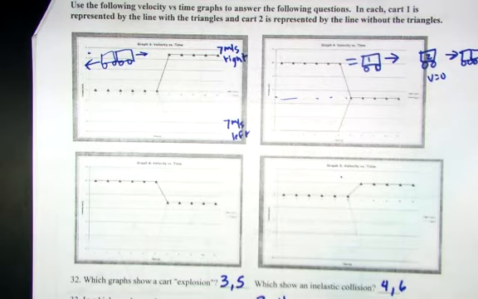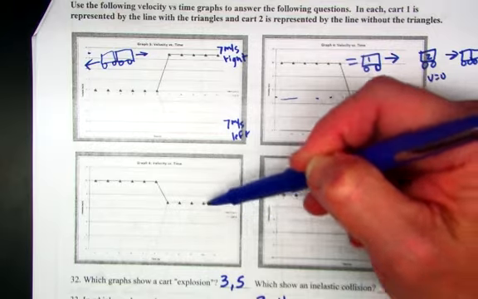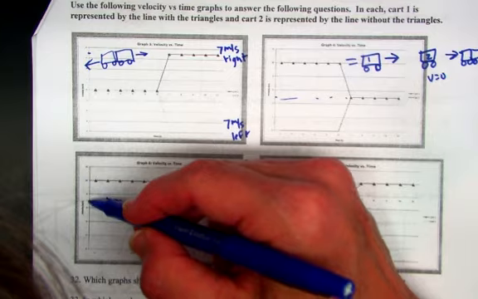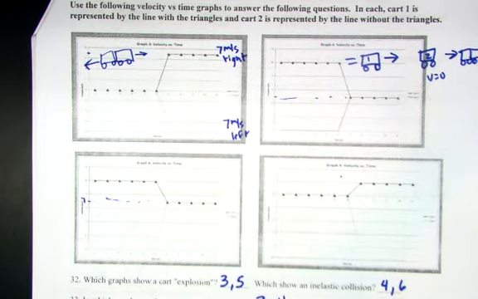And then the last question: if the cart has a mass of 0.5 kilograms, what's the momentum of cart 1 in graph 6 after the collision? After the collision is here, cart 1 and 2 have the same velocity, which is 7. So we can say the velocity is 7 meters per second. If the mass is 0.5 kilograms, then just remember, momentum is m times v, so 0.5 times 7 turns out to be 35, move the decimal over once, so 3.5 kilograms times meters per second.